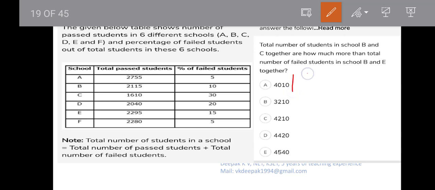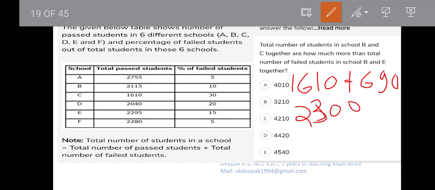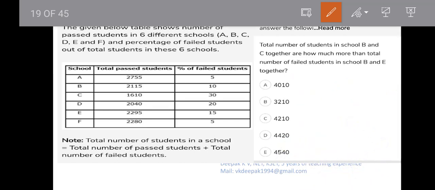So we can add it. The total number is 1610 passed students plus 690 is the failed students. So 1000 nothing is there. 1600, 2200, 2210, and 2300. So 2300. Okay, so total of the school B and school C. What is the total of the school B and school C? 2300 plus the school C's total I have calculated is 2350. Is it? So this will become 4650.